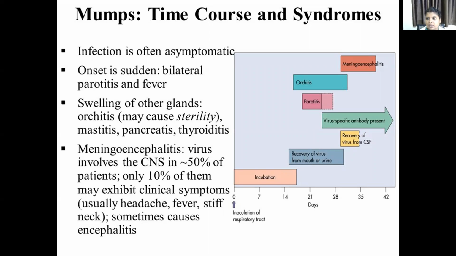Sometimes it also affects the epididymis, so it is nothing but epididymo-orchitis. In some cases, recovery is usual, but sometimes it leads to sterility of the person. Sometimes we also see mastitis, pancreatitis, thyroiditis, and in severe cases we'll see encephalitis.